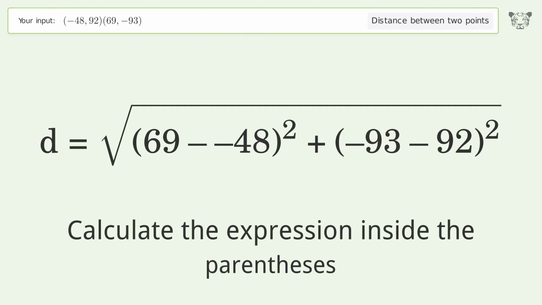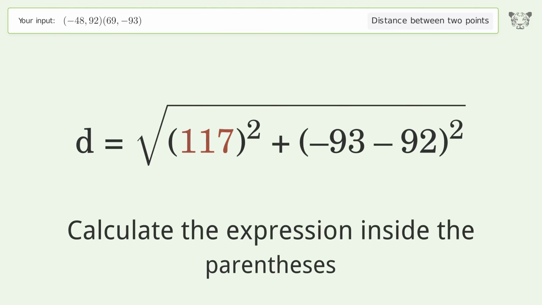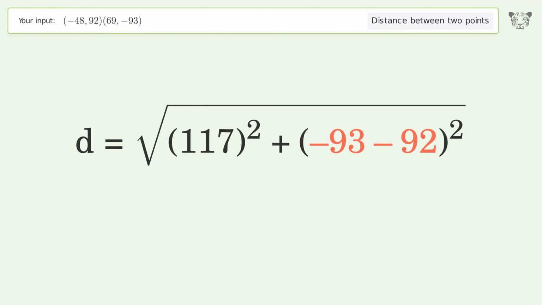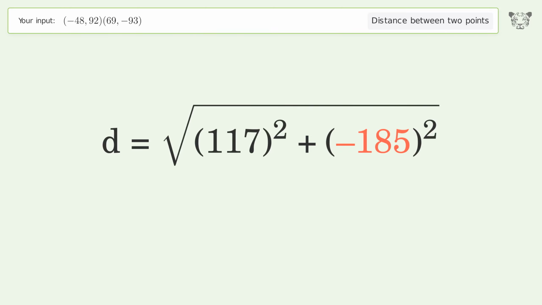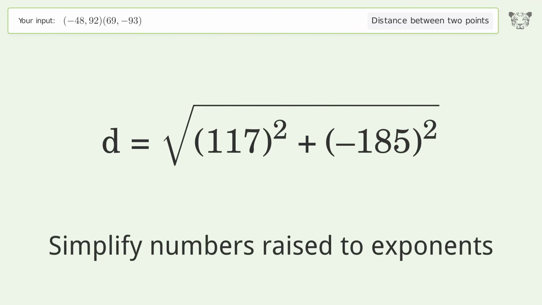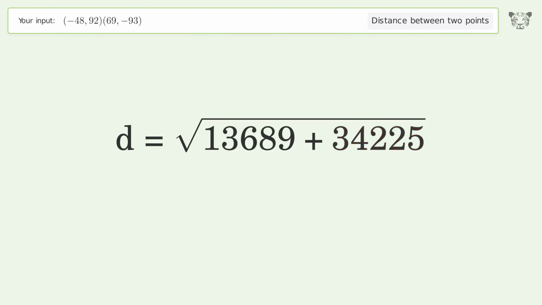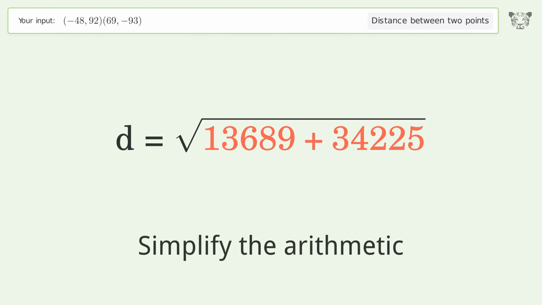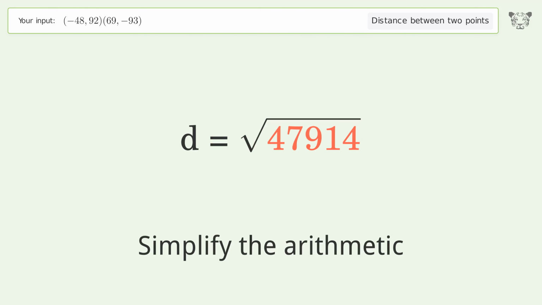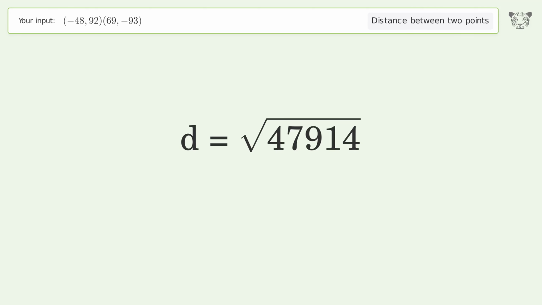Calculate the expression inside the parentheses. Simplify numbers raised to exponents. Simplify the arithmetic. And so the distance between the 2 points is the square root of 47,914, or 218.893.